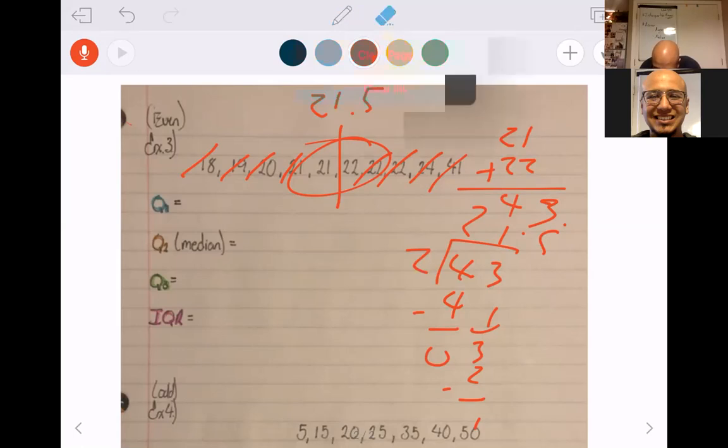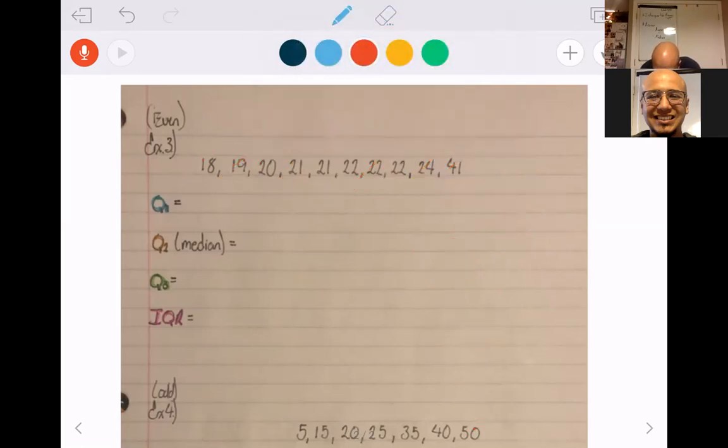Let me clear this up. So that is Q2. My Q2, or my median, is 21.5. And I'm just going to write Q2. All right, so I can already write that down here, 21.5. Good. So now let me find my lower quartile. So I'm going to be working with these numbers over here. Obviously, I'm not including the median. Remember that we don't include the median when we're looking at the lower quartile.